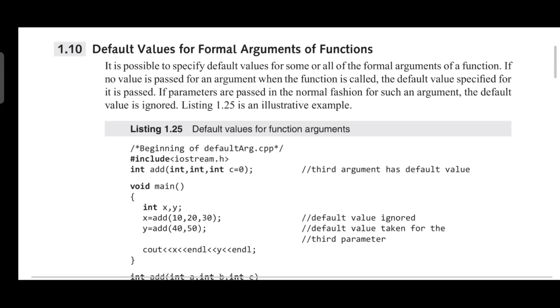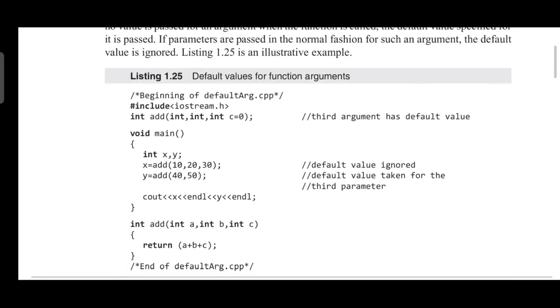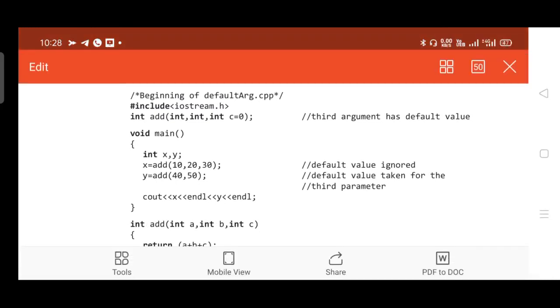Next is about the default value. What is a default value? Go through this programming example. In the function prototype, the third argument has a default value, marked as 0. If, while calling the function, you mention only two parameters, then the third parameter will take the default value.